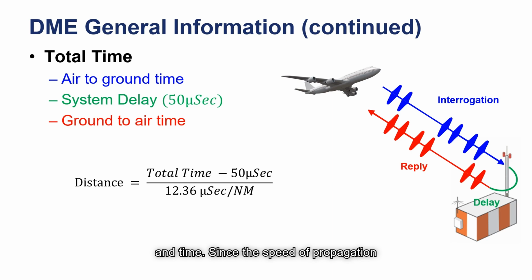Distance measurements are the product of velocity and time. Since the speed of propagation of an electromagnetic wave in space equals the speed of light, measurement of distance is simply a measurement of time. Using the time-distance-velocity equation, we can establish that the range time for 1 nautical mile is t equals 12.36 microseconds, or the time it takes for a signal to travel 2 nautical miles. This is also commonly referred to as the radar mile.